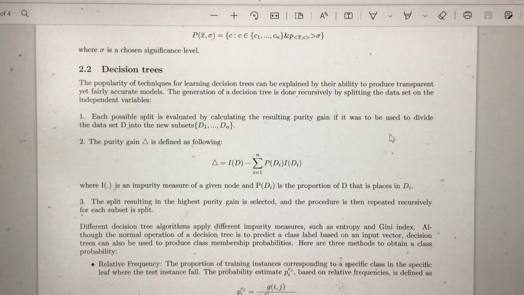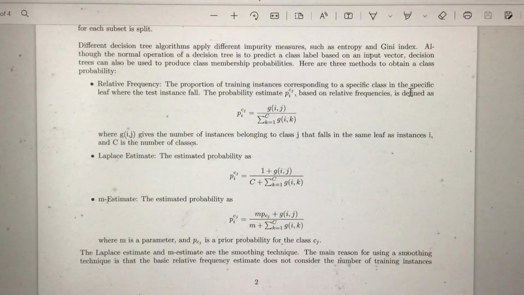Although the normal operation of a decision tree is to predict the class label based on an input vector, decision trees can also be used to produce class membership probabilities. So here are three methods to obtain a class probability. The first one is relative frequency. This is the proportion of training instances corresponding to a specific class in the specific leaf where a test instance falls.